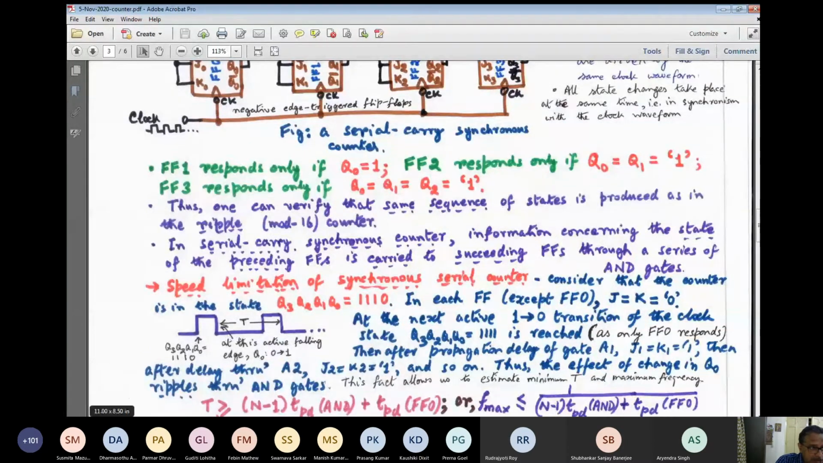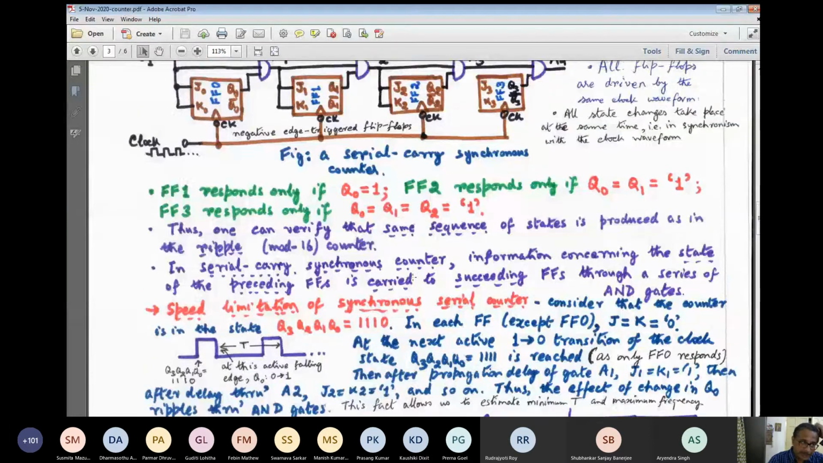That means at this point all are 1, and after that, when all ones are passing, now we can calculate. After this 1 to 0 transition in the flip-flop occurs, what events should take place before the next 1 to 0 transition in the clock can come? The events are in this fashion. First, FF0 should have a transition. After that, this AND gate, this AND gate, and this AND gate.